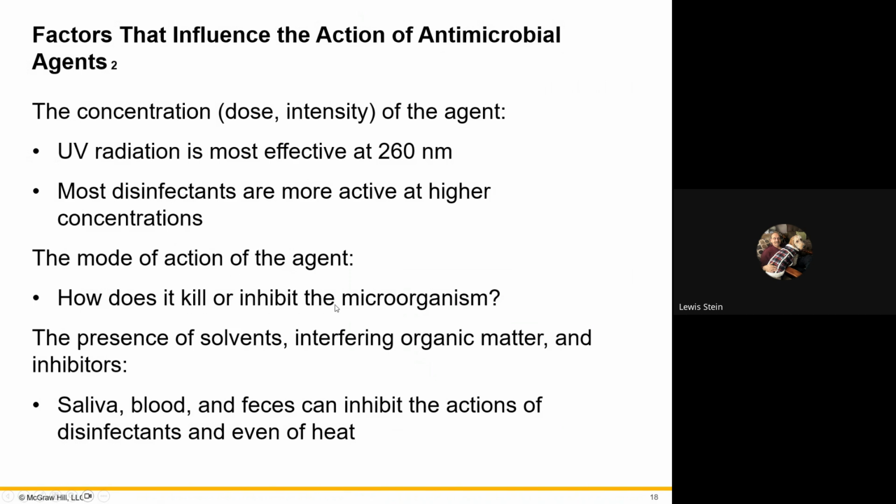How does it kill or inhibit? I want to know that. This is a big player: interfering organic matter plays a role.